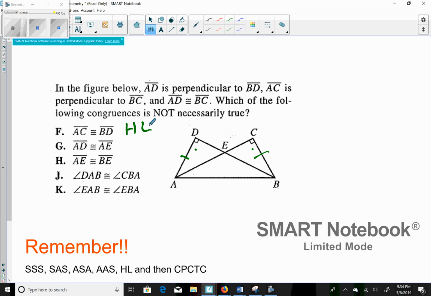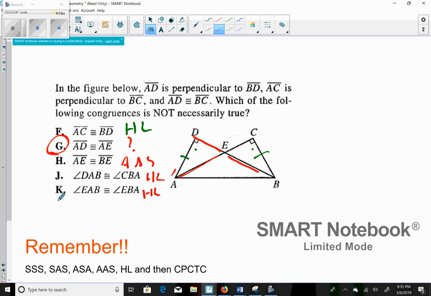AD congruent to AE, they're trying to say AD congruent to DE. I don't think that one's true. I'll come back to that one. AE is congruent to BE. That would be true because of angle, side. Angle DAB is congruent to BAC. That would also be those two right triangles, the hypotenuse leg. And so would this last one be hypotenuse leg. So the only one that I cannot assume is true would be the letter G.